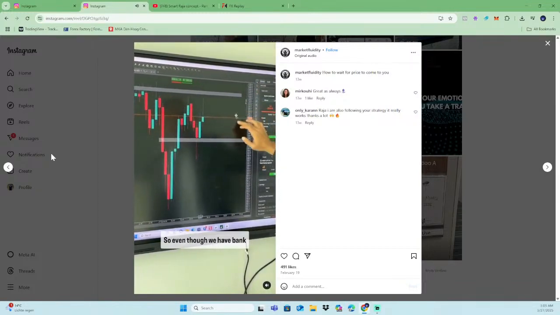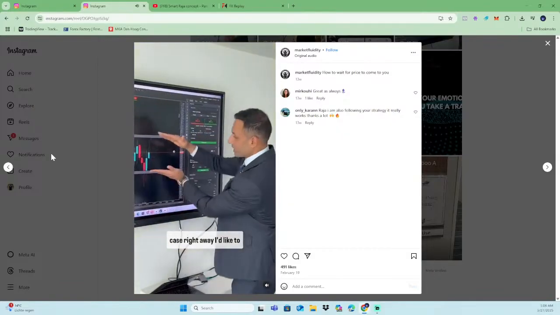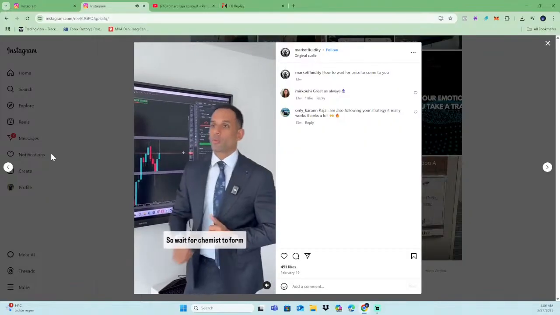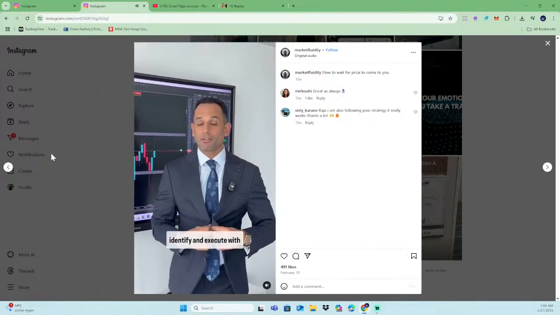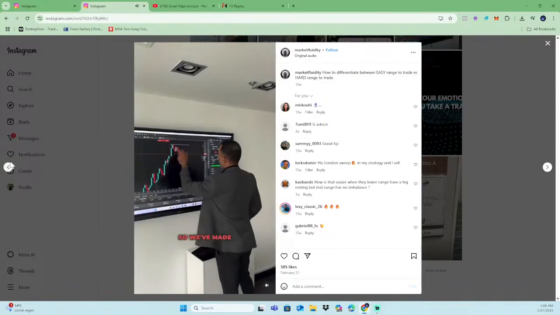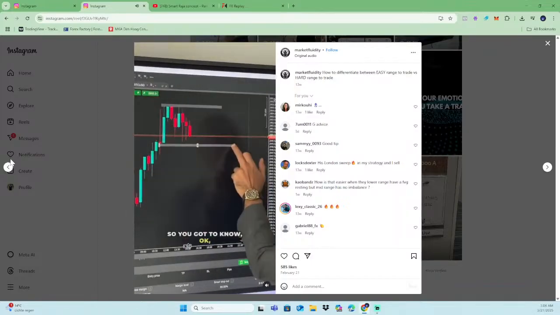So even though we have bank holiday, there can sometimes be volume, but in this case right over here, I'd like to wait for price to either break above or break below. So wait for candles to form something which you can identify and execute with confidence. So we've made higher highs at 29.55 and now price is coming down. So you've got to know, okay, where can we go from there?